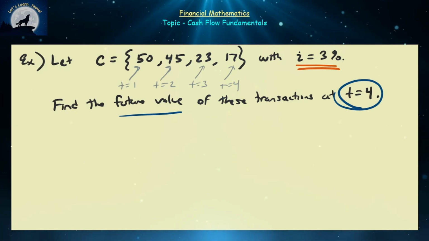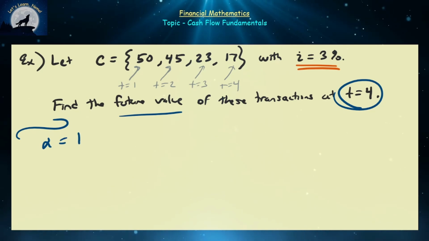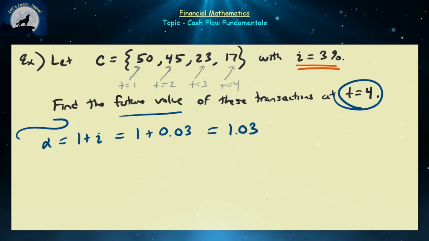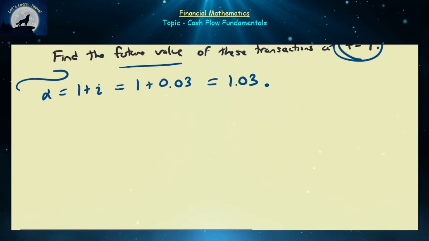So how are we going to do that? Well, firstly, keep in mind alpha, the periodic accumulation factor, will be equal to 1 plus i. So this is just going to be equal to 1 plus 3%, which is 0.03, which is going to be 1.03. So that's going to be our alpha. So therefore, what is the future value of these transactions?